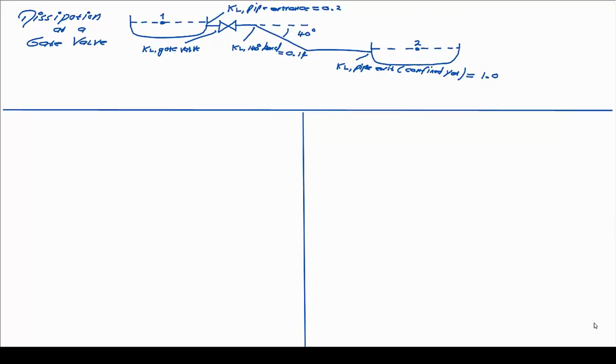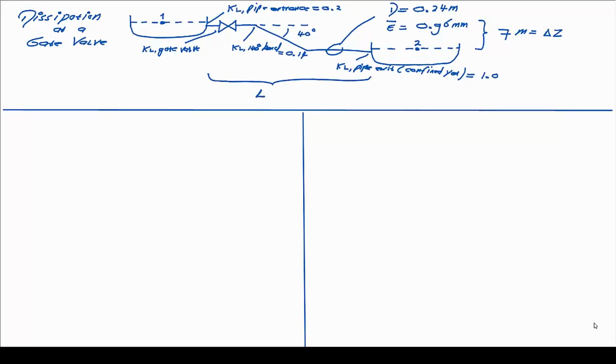Note that an angle of 40 degrees is indicated at the bend. However, we need the other angle, which is 140 degrees. One can get the values for the loss coefficients from the formula sheet. It is given that the difference in height of the vessels is 7 meters. The pipe has a length of 53 meters, a diameter of 24 centimeters, and a roughness of 0.96 millimeters.